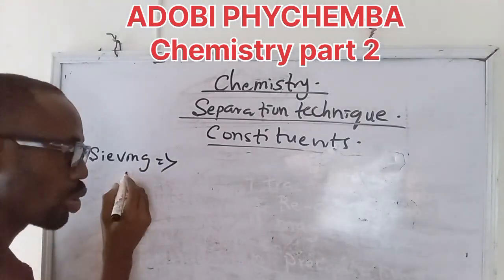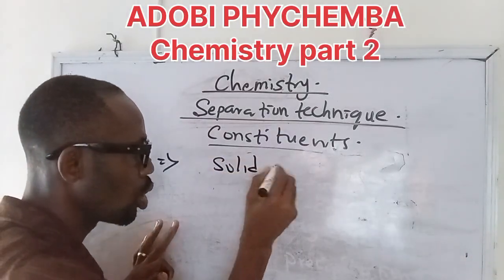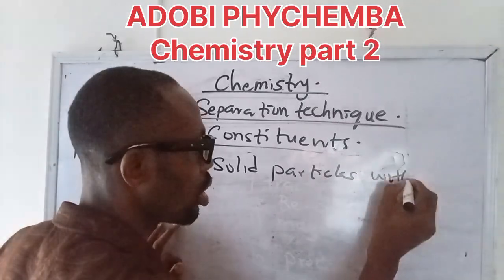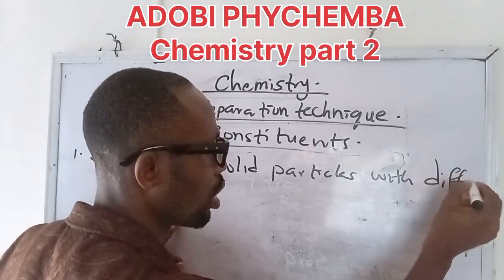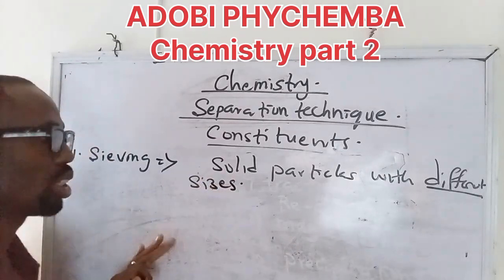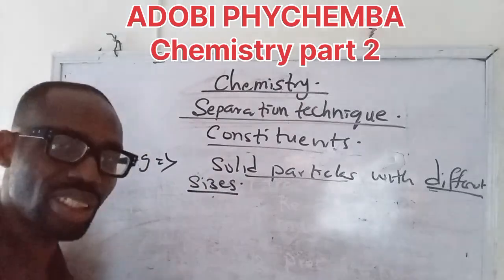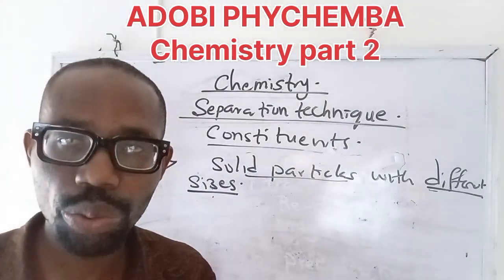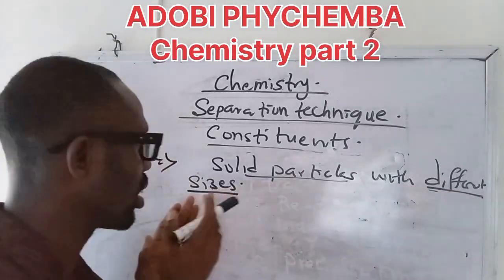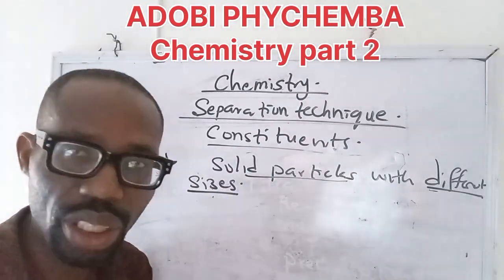So sieving has to do with the separation of, first of all, solid particles with different sizes. Underline the word different. Then underline the word sizes. You see these two: solid particles, different sizes. This is the main thing when it comes to sieving. So you separate solid particles with different sizes.